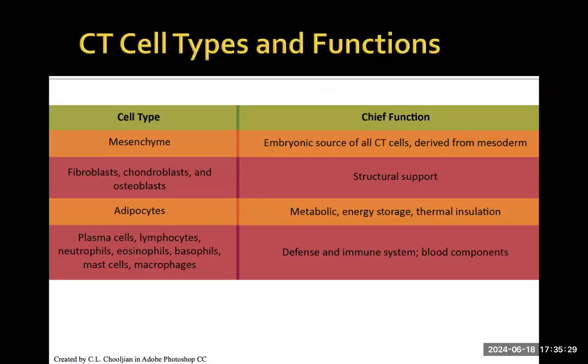The connective tissue cell types and functions. Here you have a nice table that lays it out for you. We have different types of cells, like a mesenchymal cell, which is an embryonic source of all connective tissue cells. A fibroblast, chondroblast, or osteoblast are for structural support. An adipocyte is for energy storage, and fat also helps insulate. And then a plasma cell, lymphocyte, neutrophil, eosinophil, basophil, mast cell, or macrophage are all for your immune system and your body's defense.